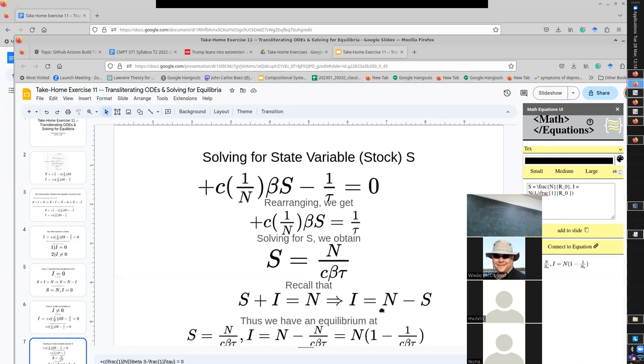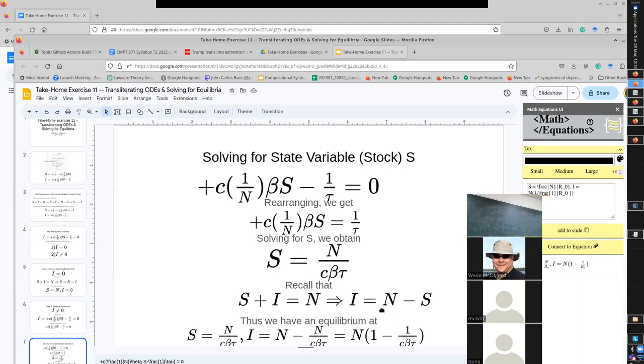the endemic equilibrium, the situation where the infection is in equilibrium, but there is infection in the population. Is everyone here susceptible? No. What fraction of the population is susceptible? Yeah, the fraction of N that is susceptible is 1 over C beta tau, right?